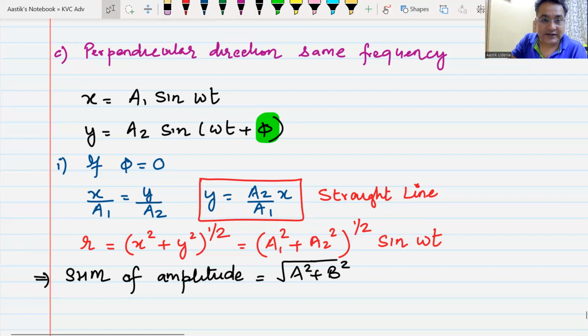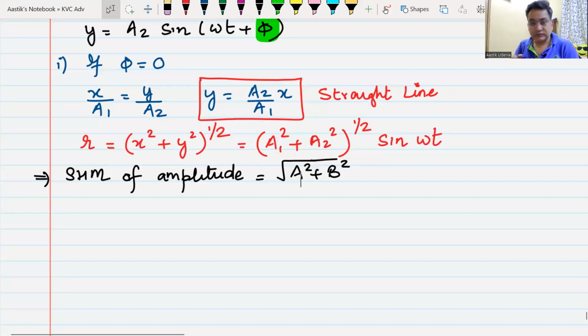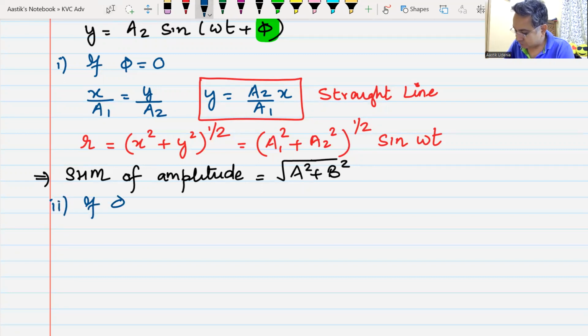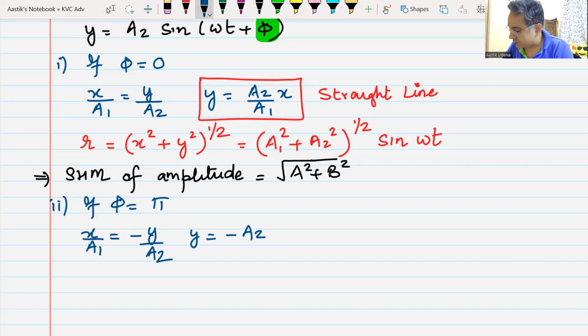Now what happens if the angle is pi? I mean, if the phase angle is phi, pi. Then here I get x by a1 is equal to minus of y by a2. Yes or no? Or y becomes minus of a2 by a1.